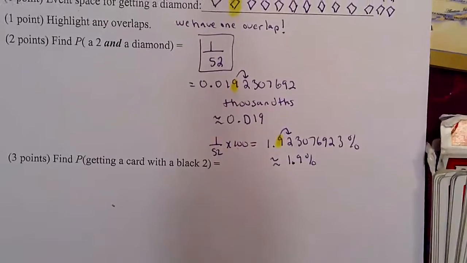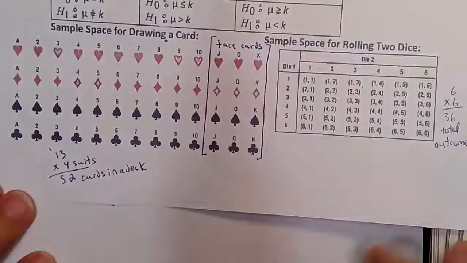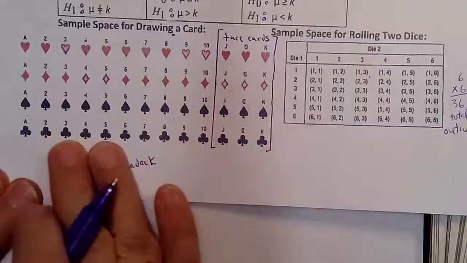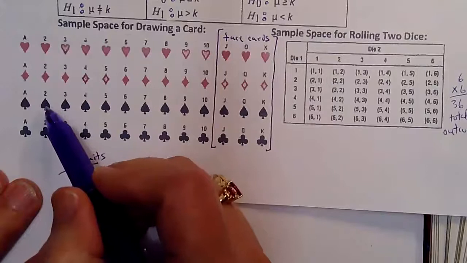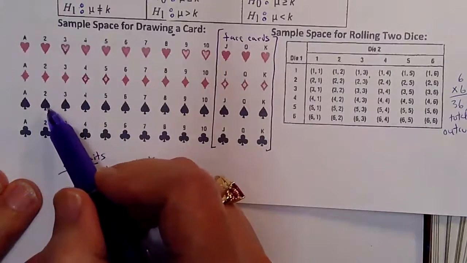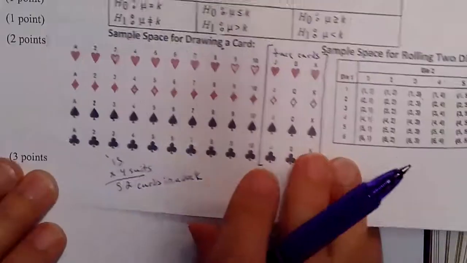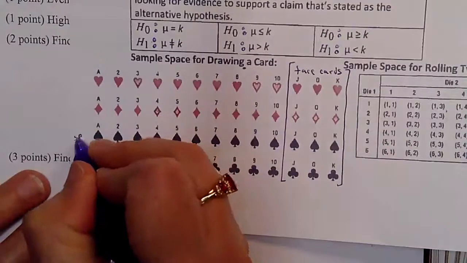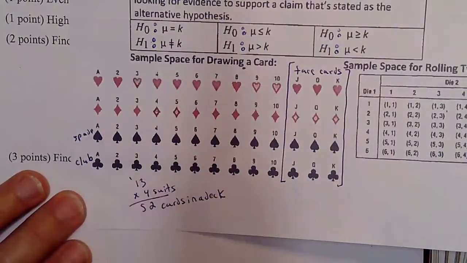Find the probability of getting a card with a black 2. Okay, a card with a black 2. So here are your black cards and you want a black 2. So it looks like you would have the spade and the club. If you want to write that down here, these are the spades and these are the clubs. That might help you process that.